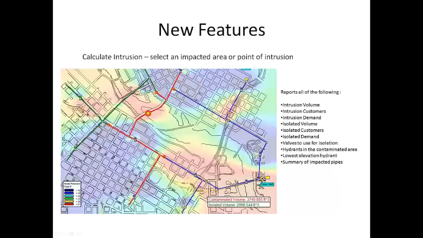Reports are generated, which also include the number of customers impacted, the total demand, the lowest hydrant which can be used to drain the impacted zone, and a list of impacted pipes.